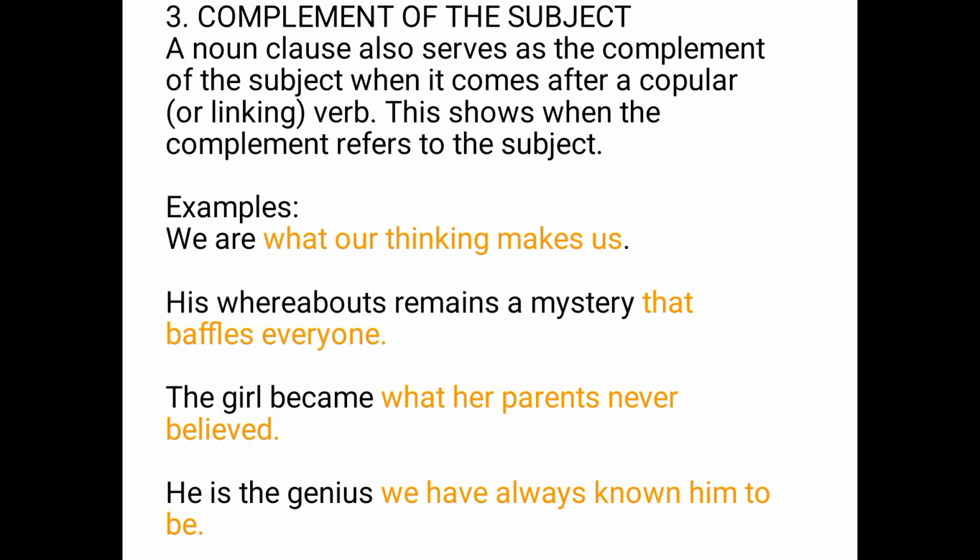Now, if you notice, look at this example. You have what introducing the clause, that introducing the clause. Here we don't have any. Now this shows that sometimes our noun clauses can appear without the subordinating conjunctions, without those words that introduce them. So when you have he is a genius, we can say he is a genius that we have always known him to be. It's correct. He is a genius we have always known him to be is also correct. So we have always known him to be is complementing he, which is the subject.